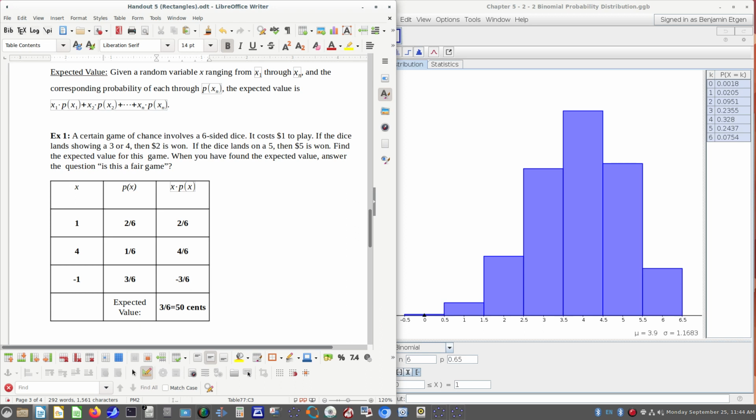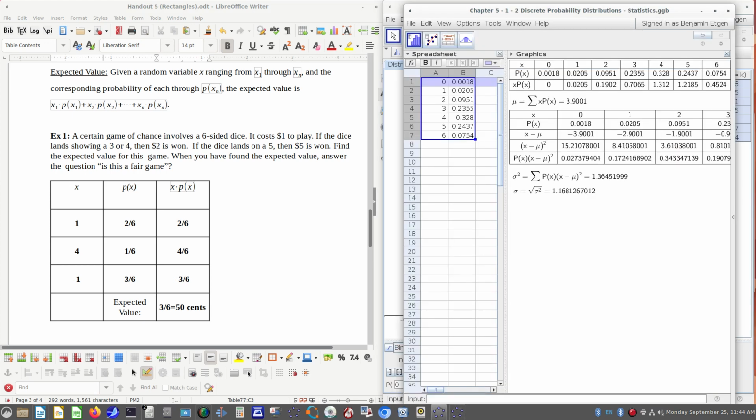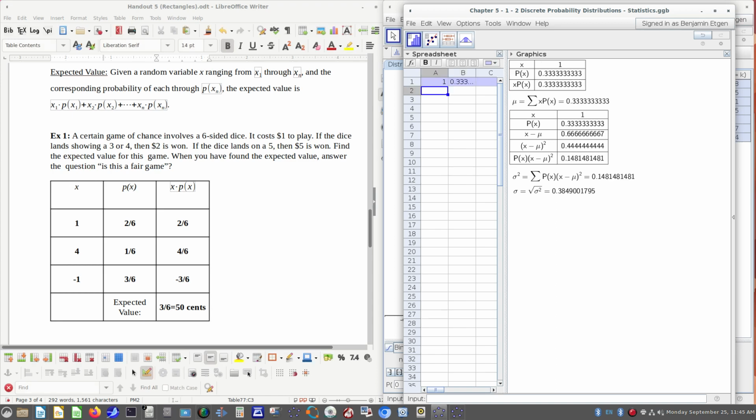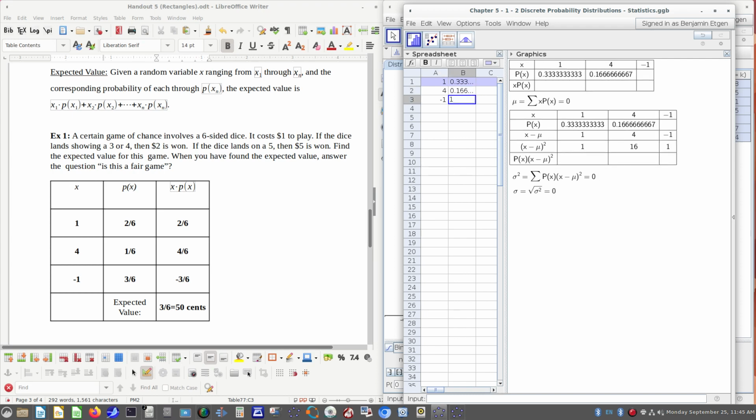Now let's look at this in our GeoGebra apps. So let's enter these values. So we're $1 ahead 2/6 of the time. We are $4 ahead 1/6 of the time. And we're $1 behind 1/2 of the time. And it looks like the expected value is in fact 0.5.